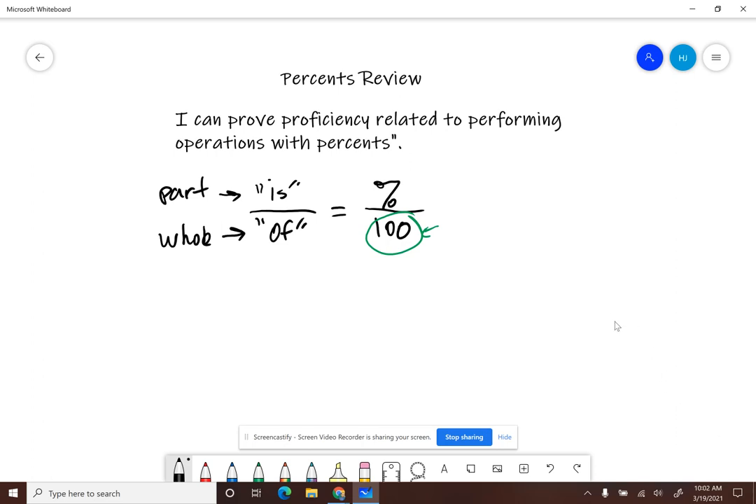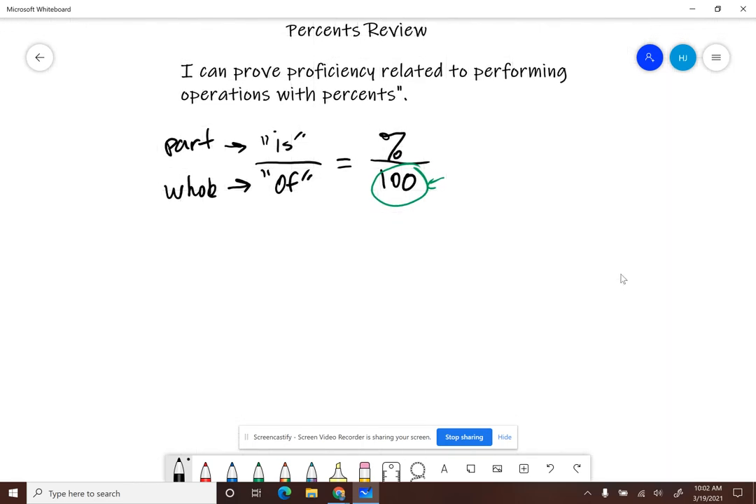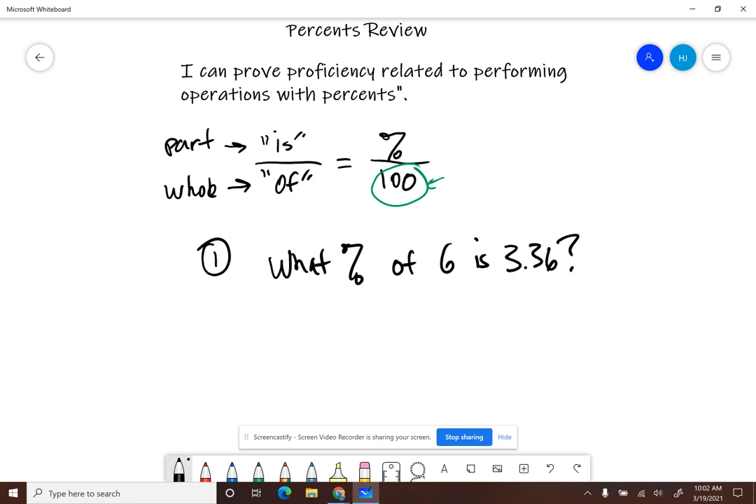So let's just dive right in. I think this is going to be the best way. And this is related to the first lesson that you have, which is Intro to Percents. An example of a problem may be, number one, what percent of 6 is 3.36? So what percent of 6 is 3.36?